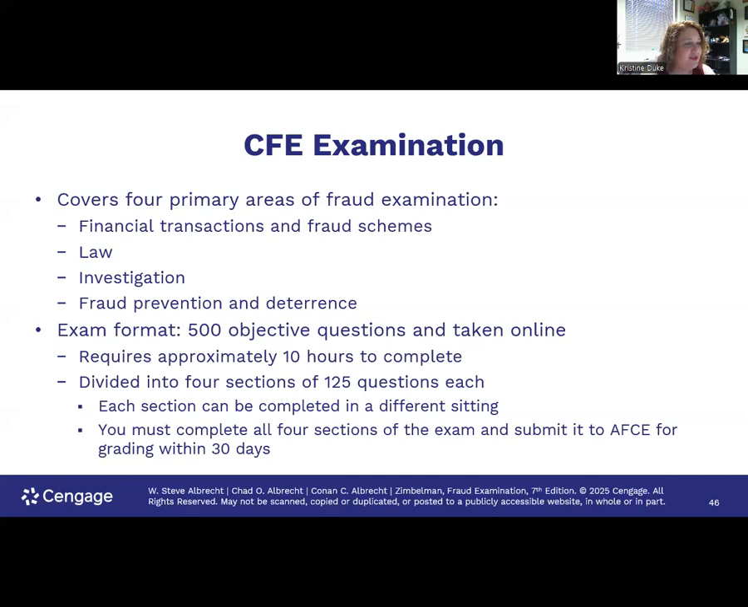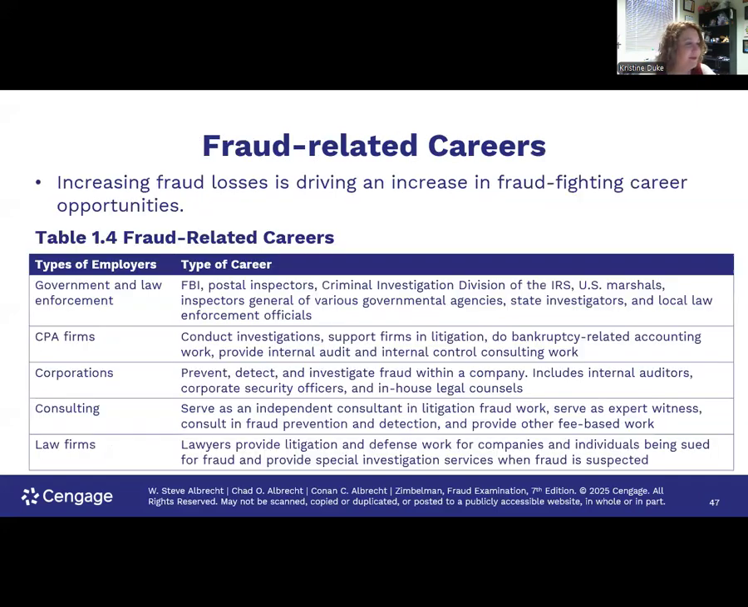It's divided into 4 sections of 125. Each section can be completed in a different setting. You need to do it within 30 days. Here we go. I just mentioned CIA, FBI. I actually had, about 6, 7 years ago, an FBI agent who worked on the Enron case, and he was a certified forensic accountant, and he came in and spoke to the class.